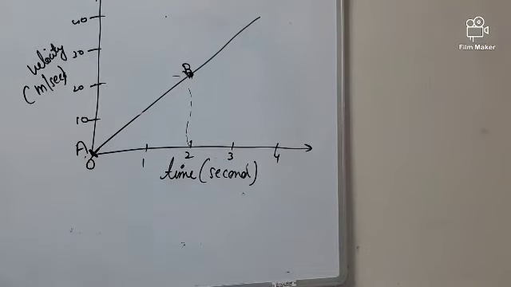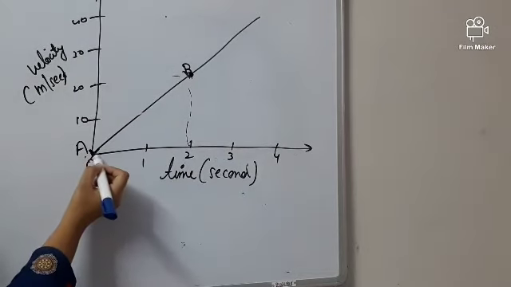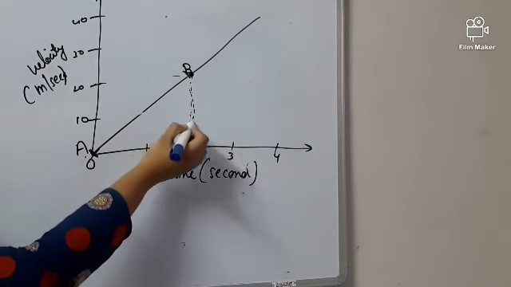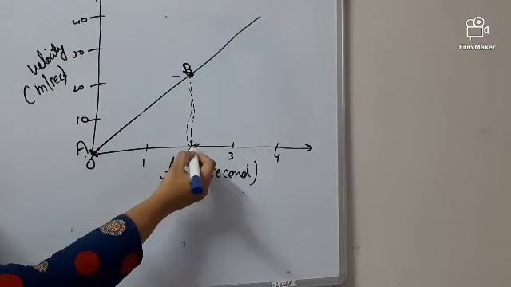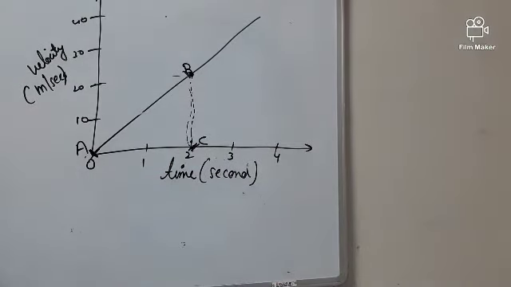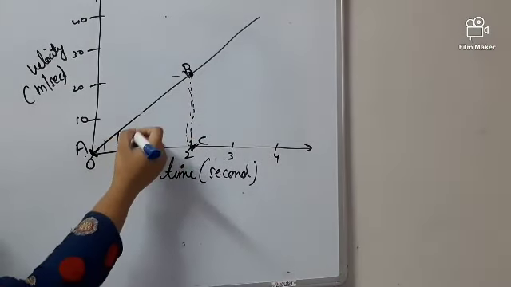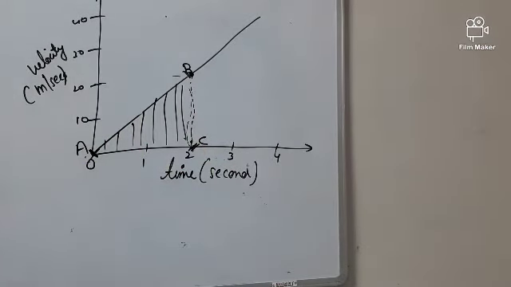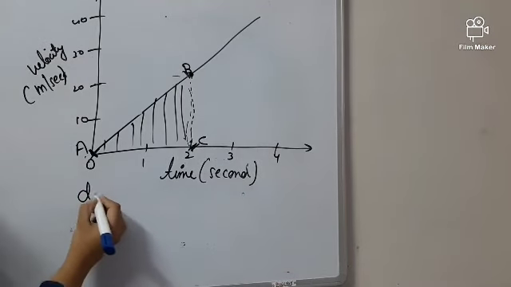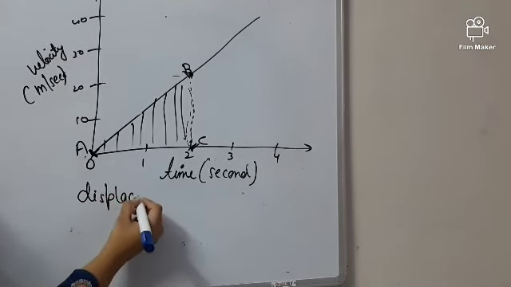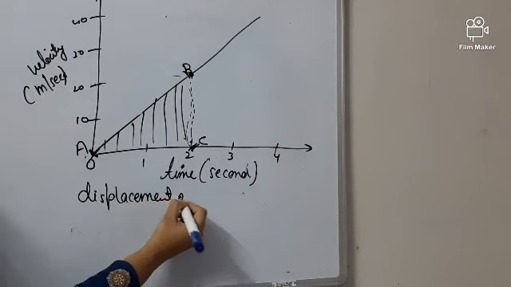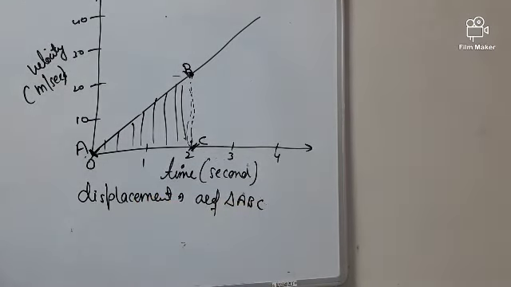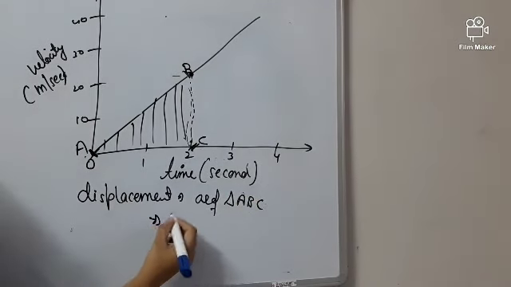Now if you have to find it, draw the perpendicular. A is already on the x-axis, so no need to draw. From B, draw the perpendicular onto the x-axis, and where it meets, label this also, let's say C. Now see the kind of figure it is forming. If I shade it, it's a kind of triangle. So displacement will be equal to the area of triangle ABC.